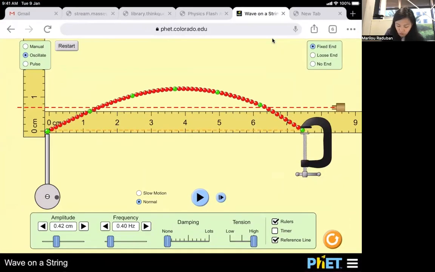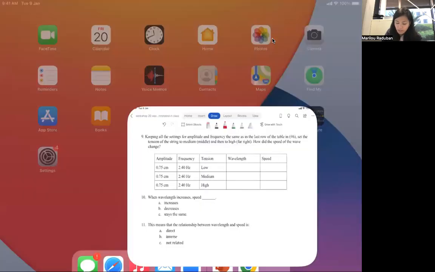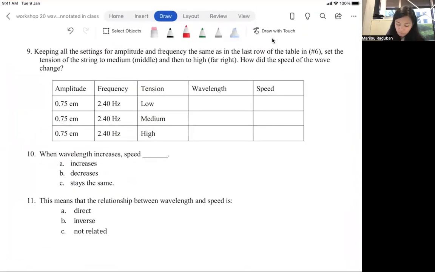You have here a string, and you can change the tension from this. You can have low tension, medium tension, and high tension. This part of the workshop lets us investigate the effect of the tension. If you're pulling the string more, what's the effect of that on the wave, the speed of the wave, as opposed to when you're loosely holding the string? So just some example figures here.